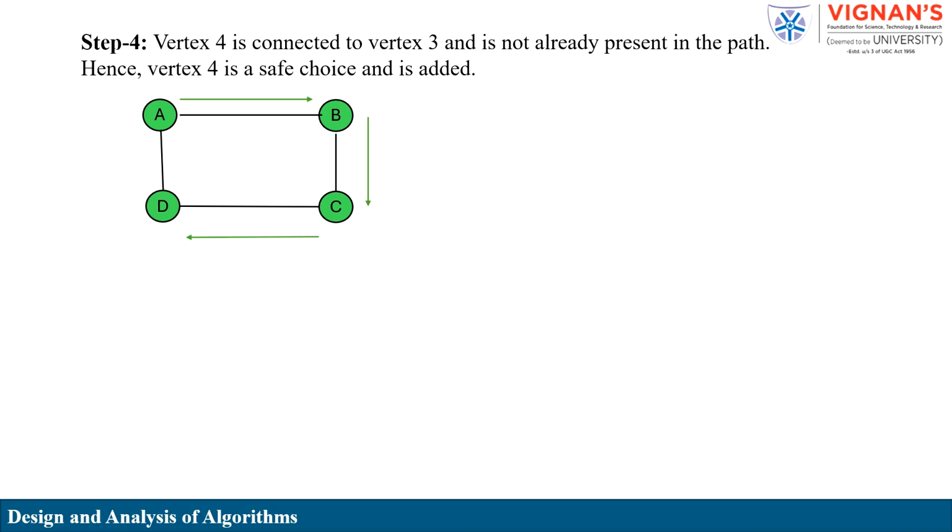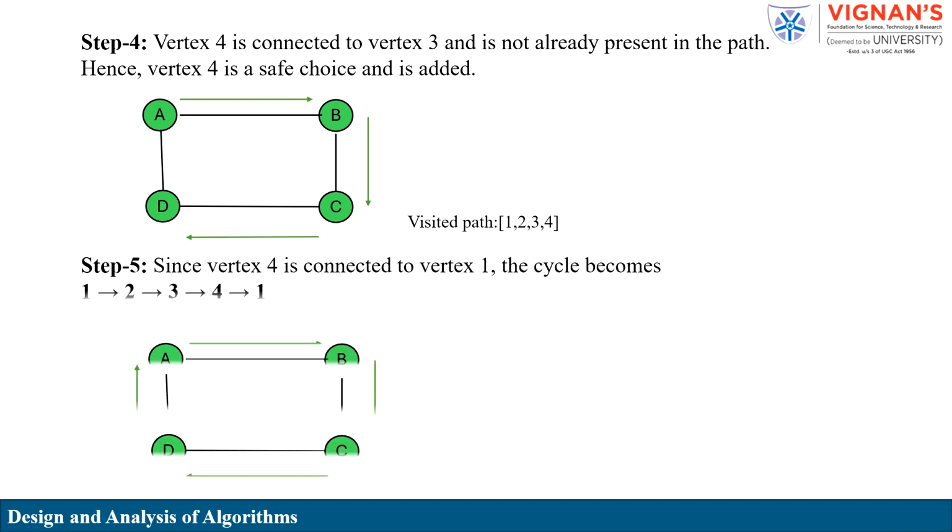Now, all 4 vertices A, B, C, and D are marked as visited, which is shown by the green color in the diagram. At this stage, the visited path becomes 1, 2, 3, 4, indicating that every vertex in the graph has been visited exactly once.